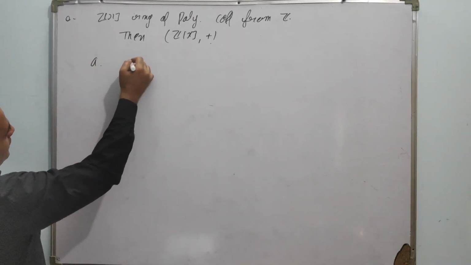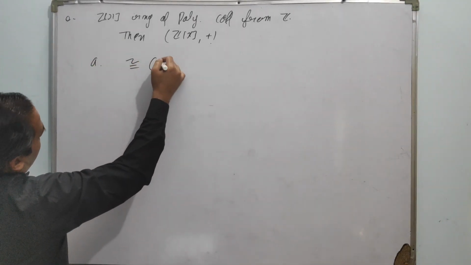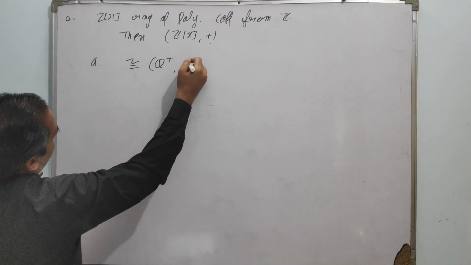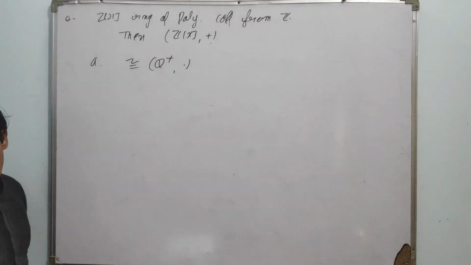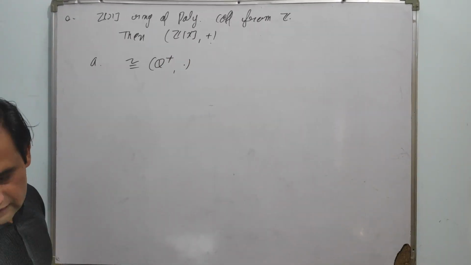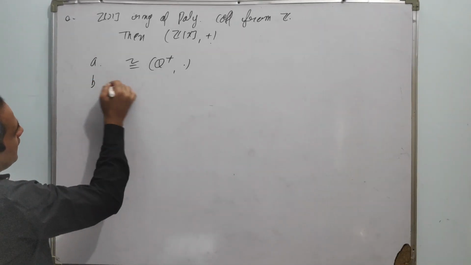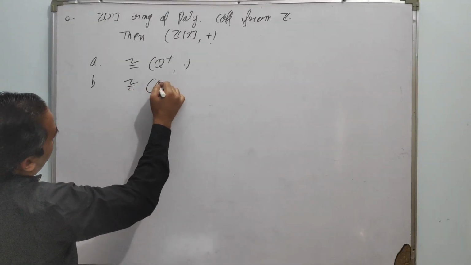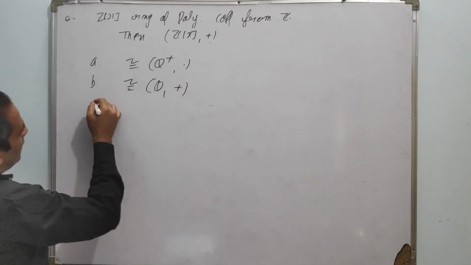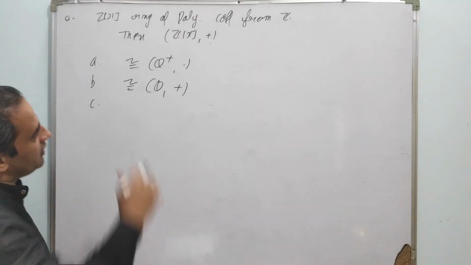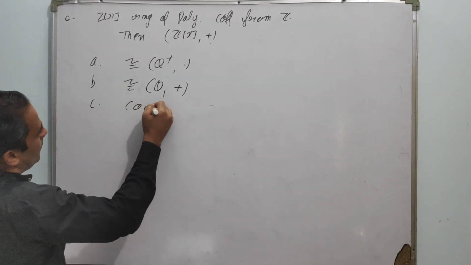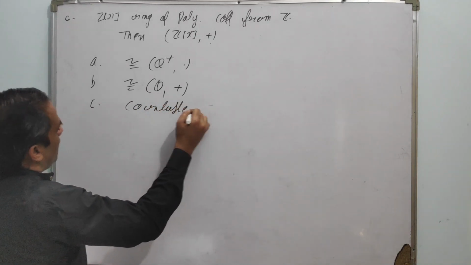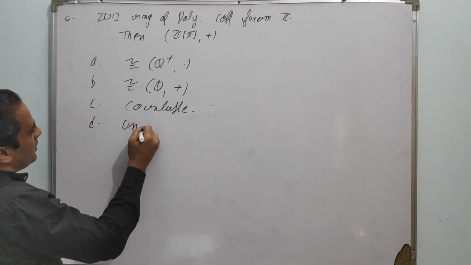The first option is isomorphic to Q+ under multiplication, that is the positive rational numbers under multiplication. The second option is isomorphic to the set of rational numbers under addition. The third one is that this is a countable group, and the D option is that this one is uncountable.